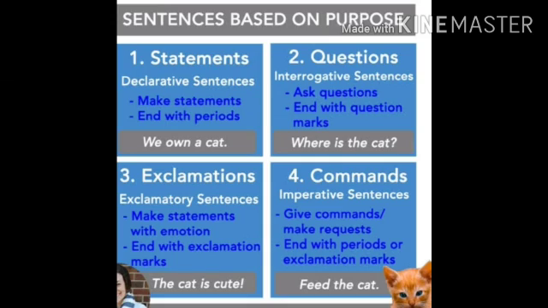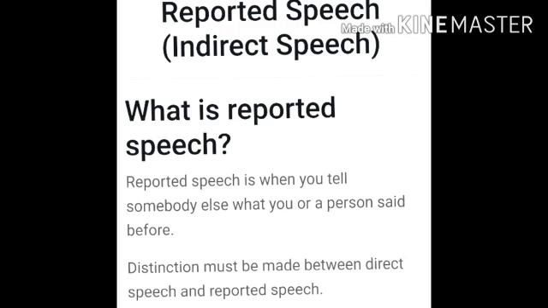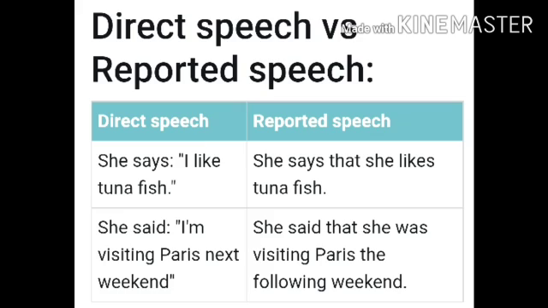Okay, now look at reported speech or indirect speech. What is reported speech? Reported speech is when you tell somebody else what you or a person said before. Distinction must be made between direct speech and indirect speech. Look at the examples to distinguish direct speech and indirect speech, also known as reported speech. She says, I like tuna fish. She says that she likes tuna fish. She said, I'm visiting Paris next weekend. She said that she was visiting Paris the following weekend.